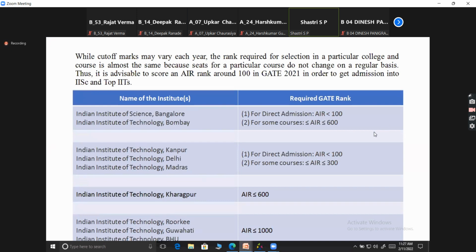IIT बॉम्बे मिलना मतलब अच्छी बात है. ओके, सो ठीक है.